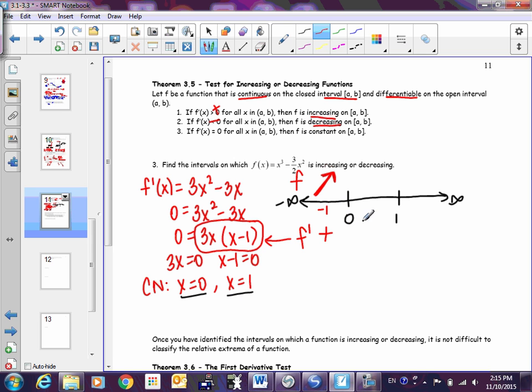Now we've got to look at the section between 0 and 1. It is possible to have two pluses sitting right next to each other. So we have to test every section. It's possible for it to switch and go negative. So pick any number between 0 and 1. Probably 1/2 or 0.5 is what most people would pick. Now again, you don't need to crunch the numbers. You just need to think, if I plugged in 1/2, 3 times a half, that's a positive. A half minus 1, that's a negative. Positive times a negative is negative, and that would mean that f is decreasing. And this would work with any number between 0 and 1.